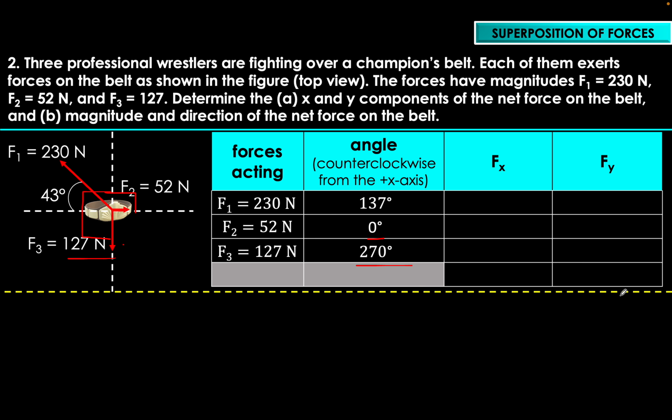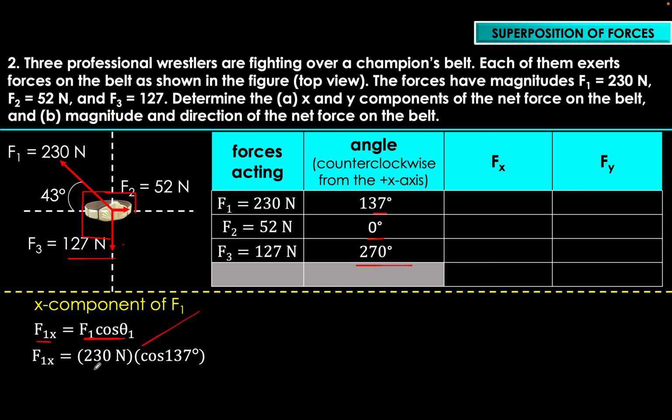For the x component, again, the equation is just f cosine theta. To know the x component of any force is just f cosine theta, as long as the theta you're using is measured with respect to the positive x-axis. So plug in, that's going to be 230 times cosine 137 for force 1. Just plug and chug. Use your calculator, you're supposed to get negative 168 newtons.